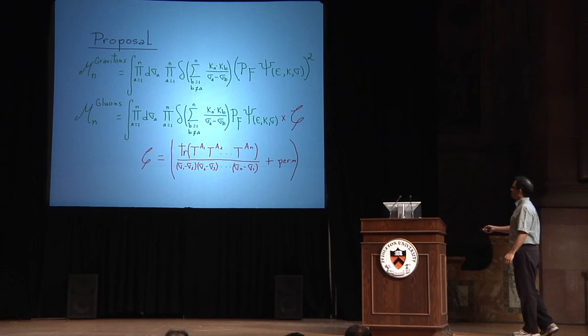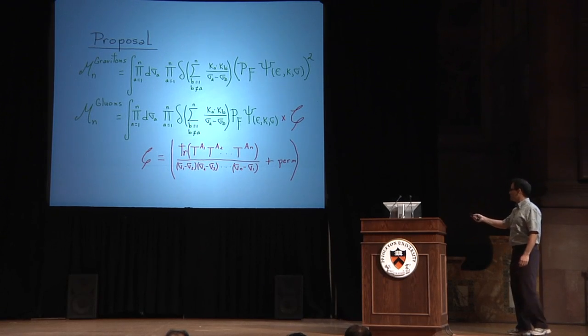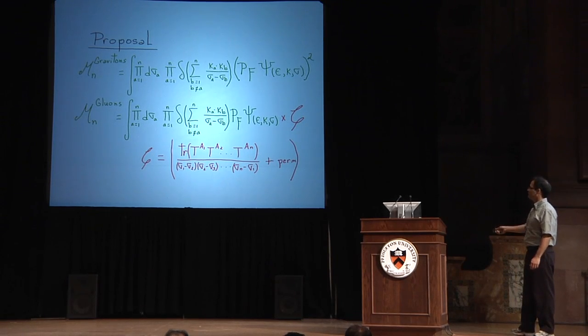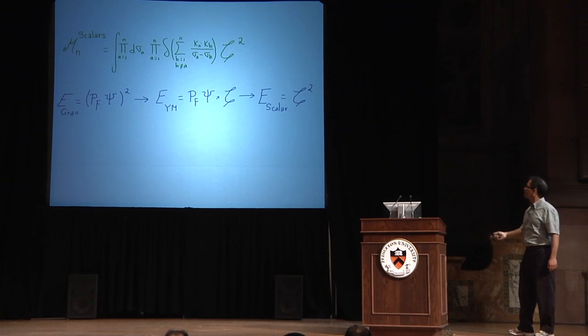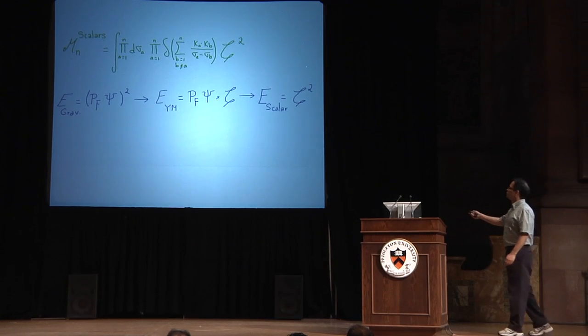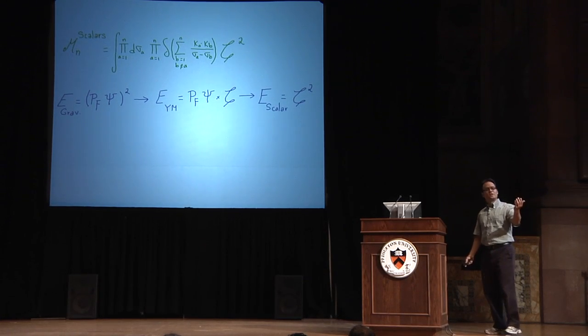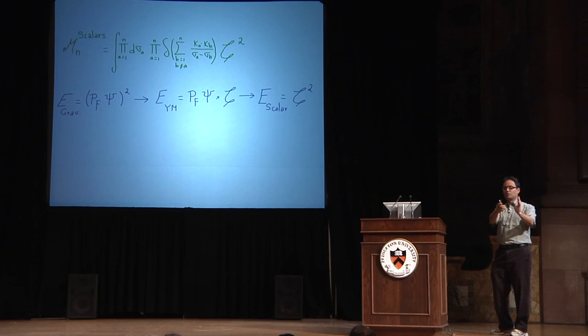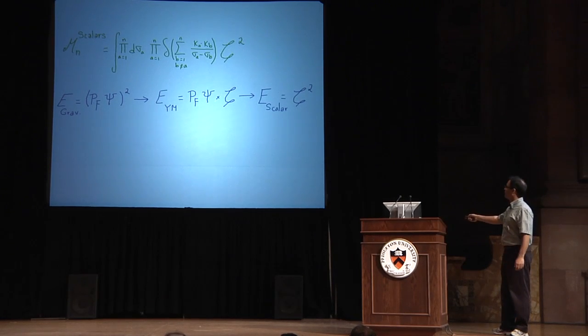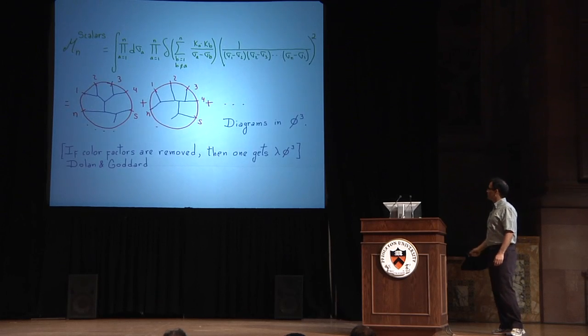How about scalars? Well, if the trick works once, of replacing one of the Pfaffians by C, it might work twice. And indeed it does. So you replace it by 2 powers of this color structure or this Parke-Taylor structure, and you get the scalars. So we go from gravity, 2 copies of the Pfaffian, i.e. 2 polarization vectors put together to get a polarization tensor, to 1 Pfaffian times the color structure, and we go down to 2 color structures.